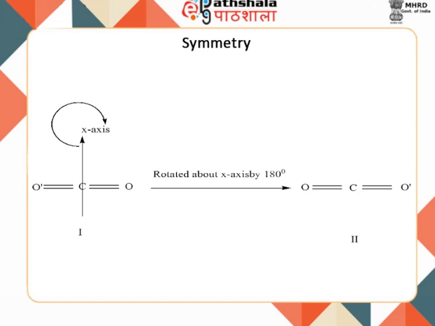In other words, an observer who closes his eyes during the operation will not perceive any change in the geometry and physics of the molecule. For example, when the CO2 molecule is rotated about the x-axis by an angle of 180 degrees, the new orientation obtained is indistinguishable from the initial one, as shown in the following figure. Therefore, we can say that the CO2 molecule has symmetry.